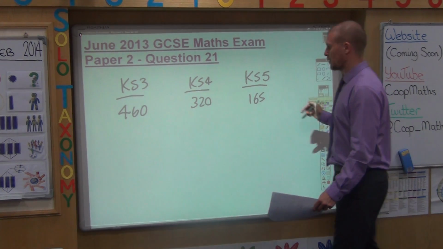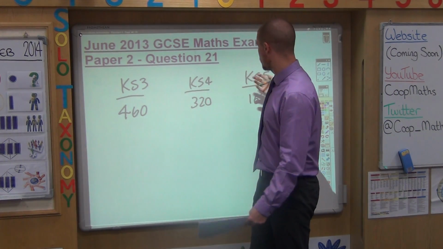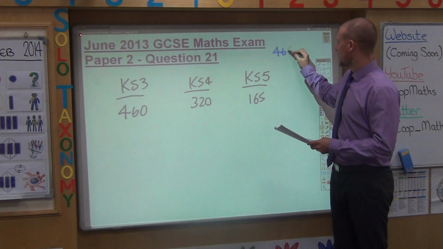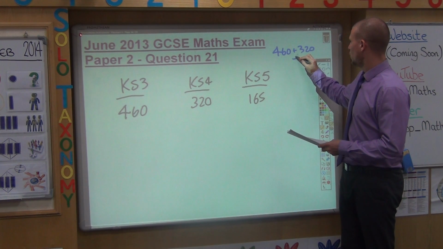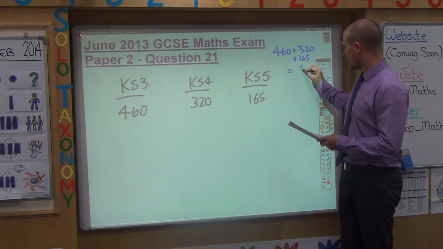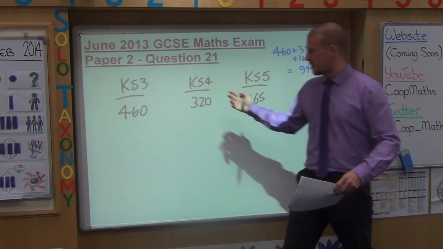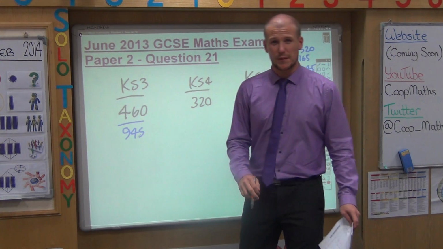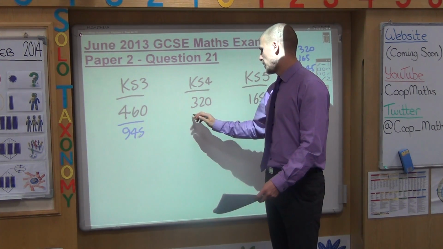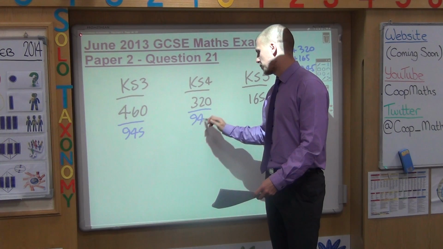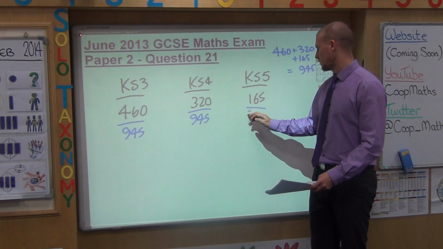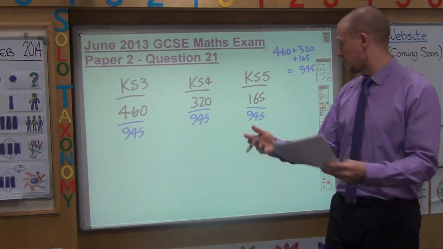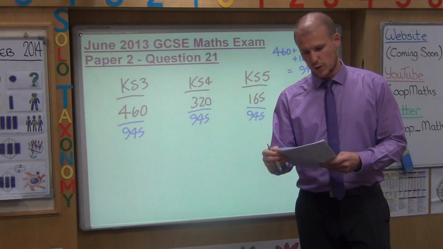Now, the way of figuring out what fraction is Key Stage 3, what fraction is Key Stage 4 and what fraction is Key Stage 5 is to first of all figure out the total. If you add together 460, 320 and 165, you get 945. So the fraction of people in Key Stage 3 is 460 945ths of the school. 320 over 945 is the fraction for Key Stage 4, and 165 over 945 is the fraction of Key Stage 5. Those three fractions add up to a whole, adding up to 1.